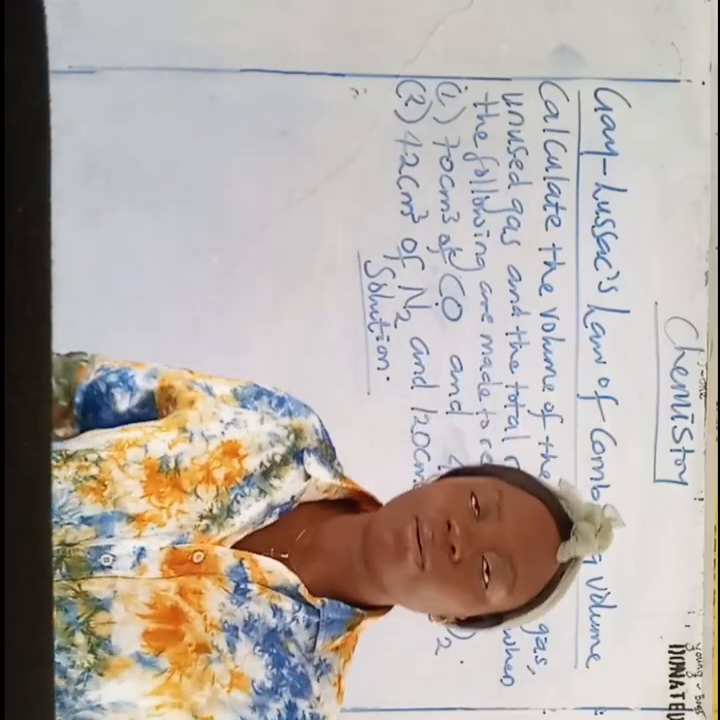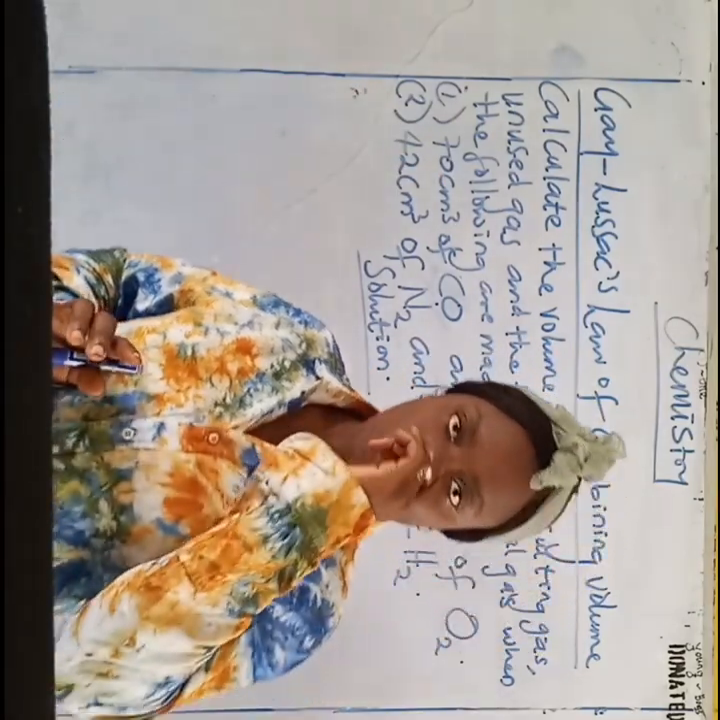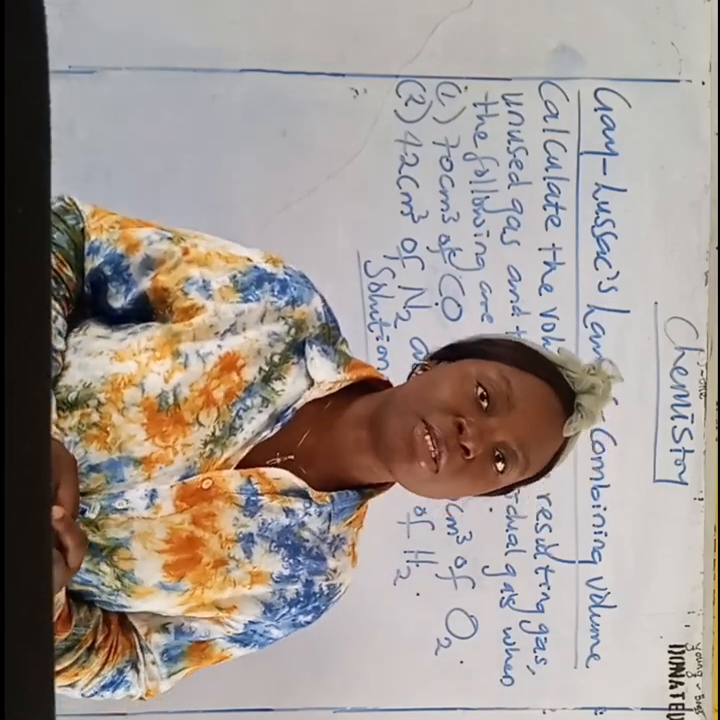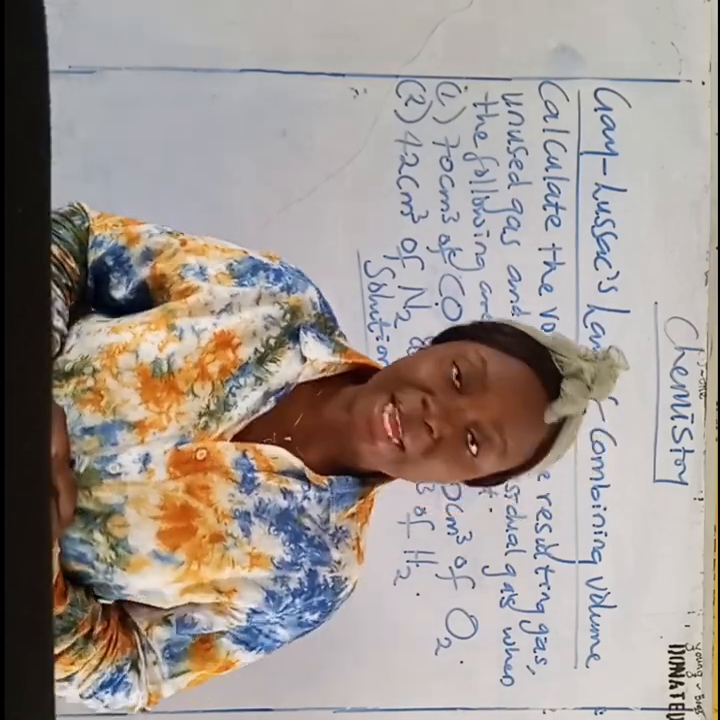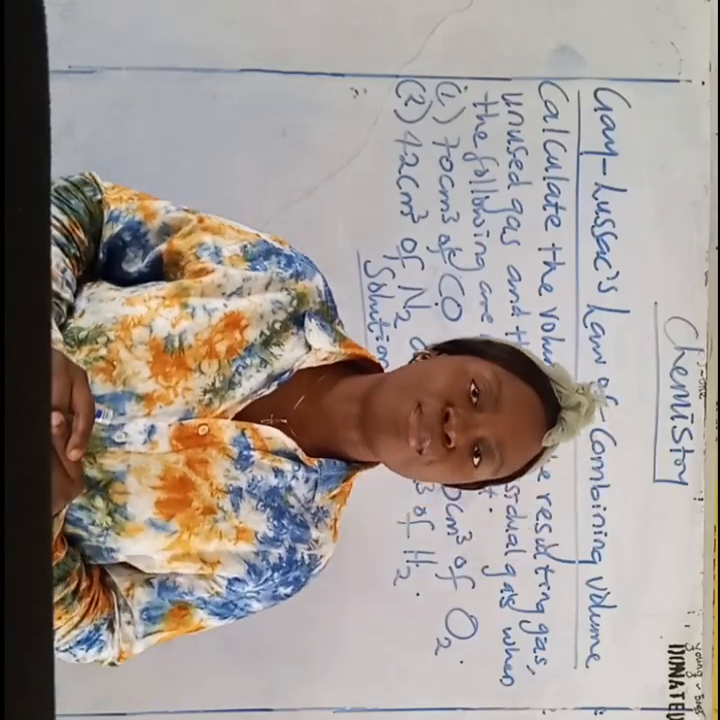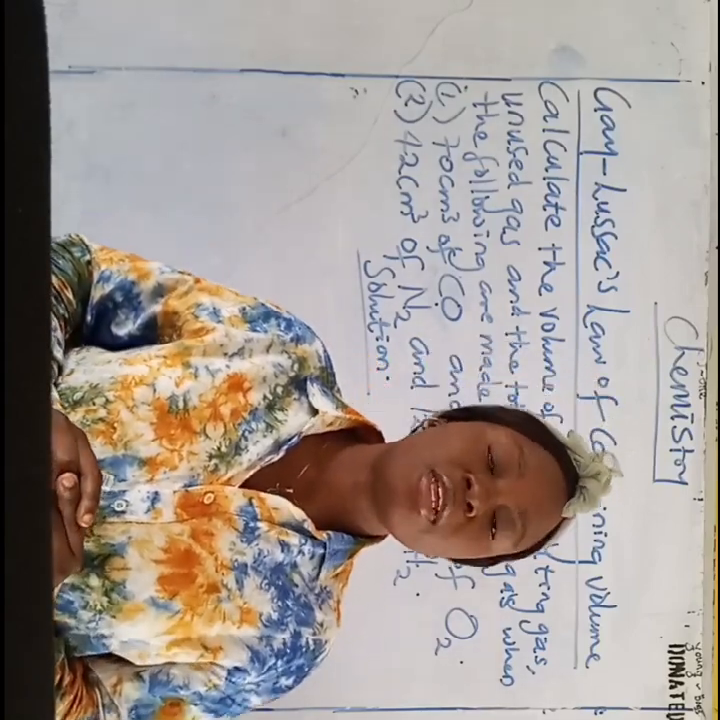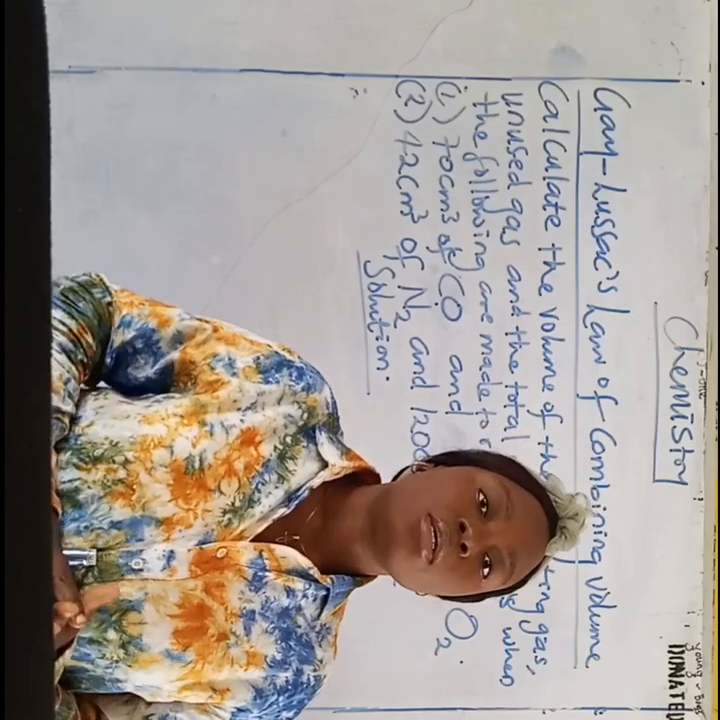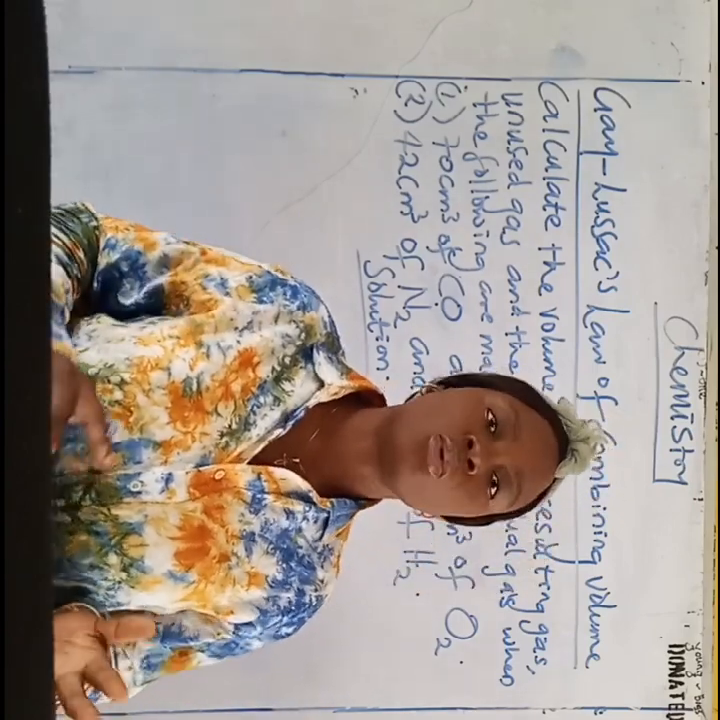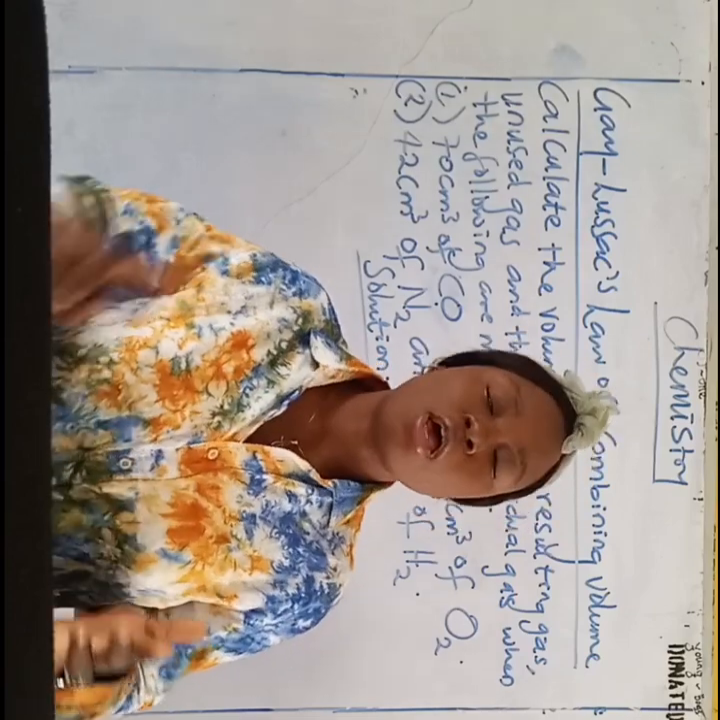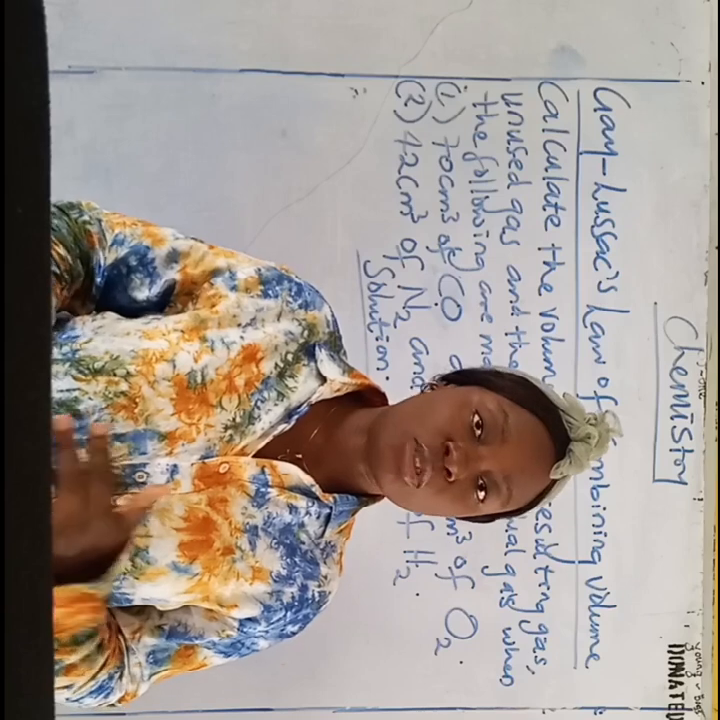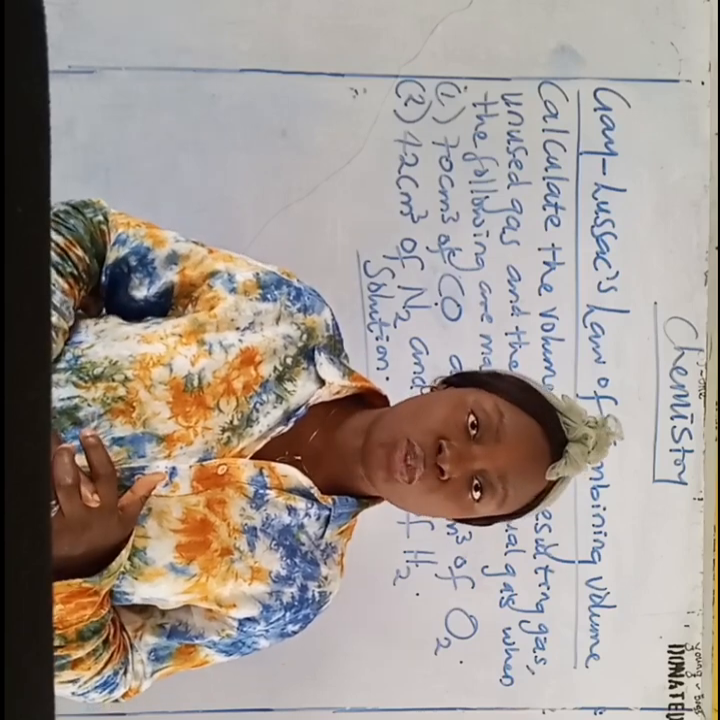Now there is one thing about Gay-Lussac's law of combining volume. You should know how to balance your chemical reactions, because if your chemical reaction is not balanced, there will be issues solving questions under this law. And another thing is this: you can be asked questions in different ways. You can be asked to calculate the volume of the unused gas, the volume of the residual gas, the total residual gas, the volume of the resulting gas.